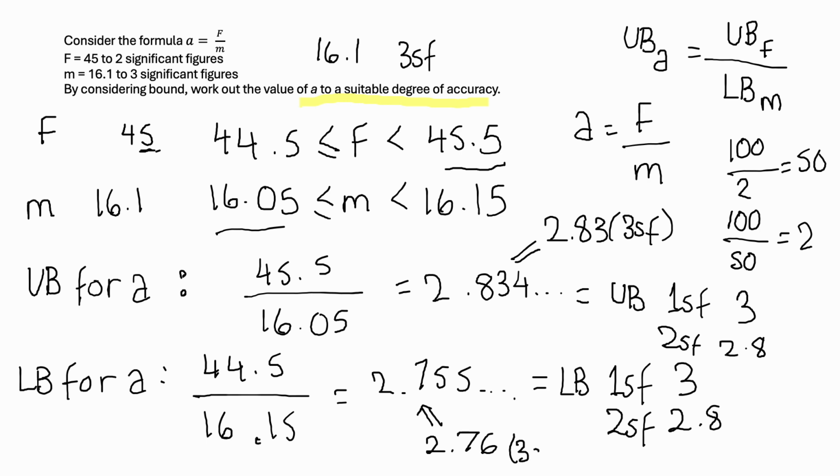2.76. So that means that our final answer is going to be 2.8 to 2 significant figures, as that is where the upper and lower bound for A both match. So 2.8 is our final answer.